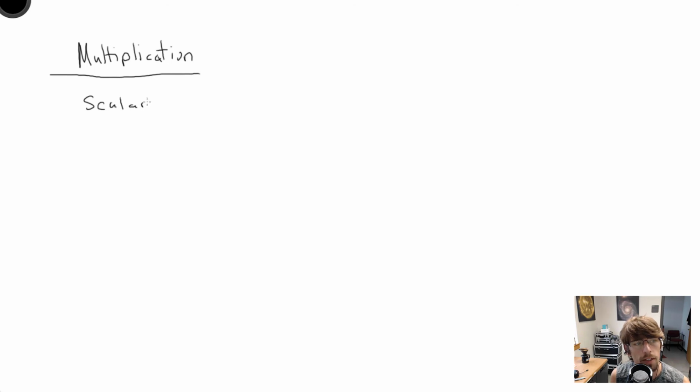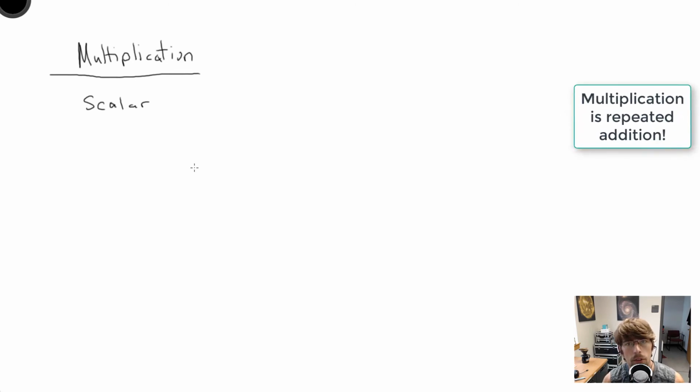In other words, I take a number and I multiply it by the vector. What happens? And here's the trick, and I want you to remember this because it's been 30 years for me. Don't forget, multiplication is simply repeated addition. I'll say that again. I know it's hard to remember when you learn multiplication, but multiplication is repeated addition. And you know how to do addition.